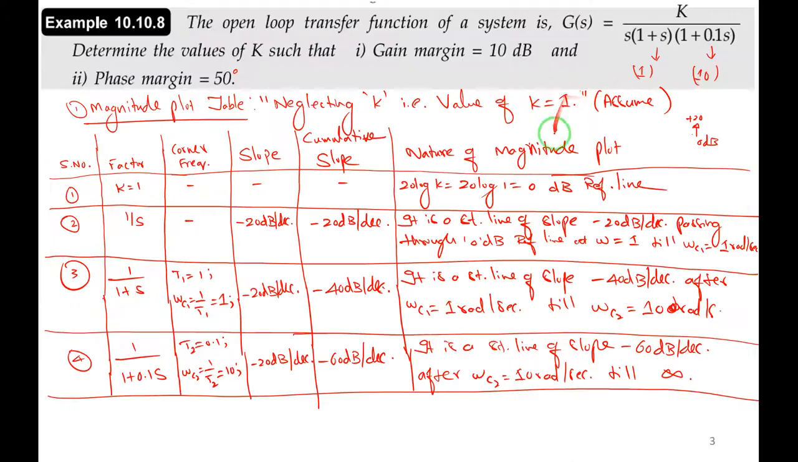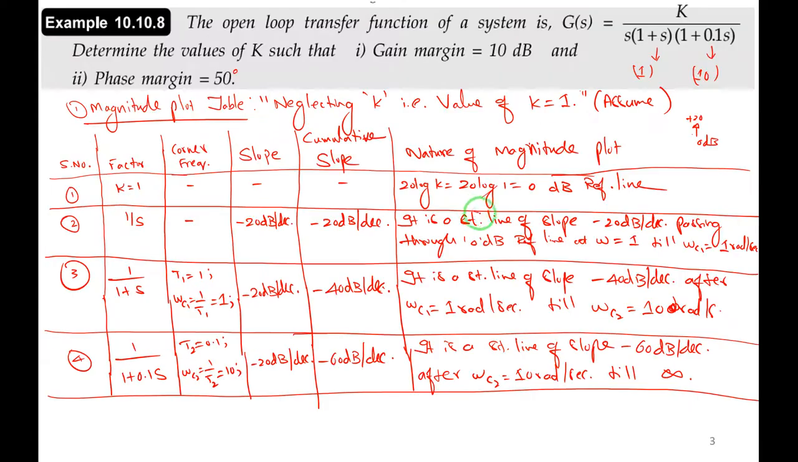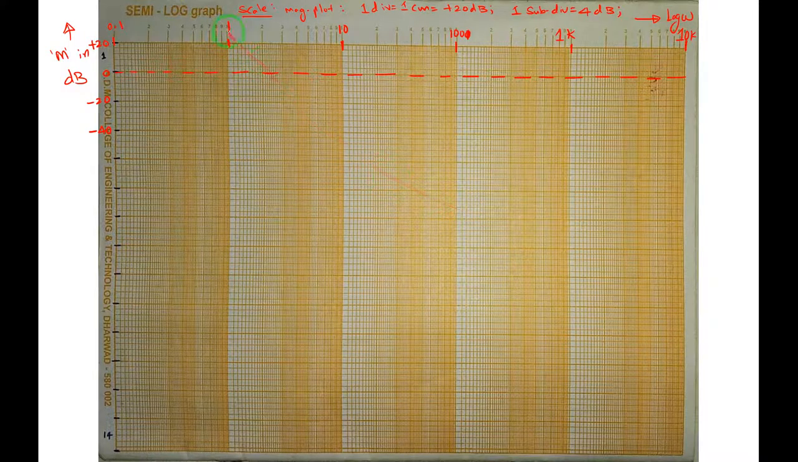Next, it is a straight line of slope minus 20 dB per decade, passing through omega equal to 1 till omega c1 equal to 1 radians per second. So minus 20 dB per decade slope. Omega equal to 1 is here, and the corner frequency is also the same. Omega equal to omega c1, that is equal to 1 radians per second. So minus 20 dB per decade, passing through this 0 dB reference line at omega equal to 1. This is the point.